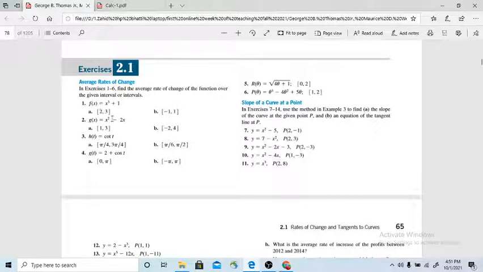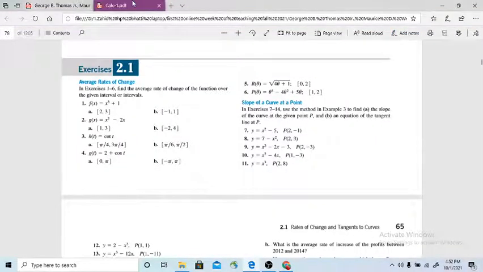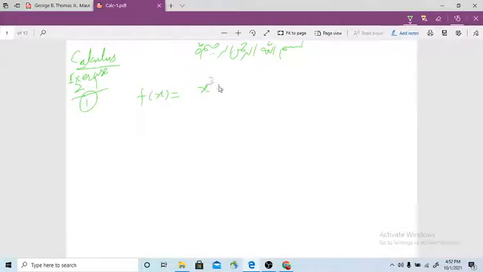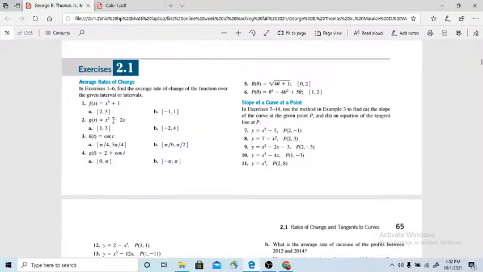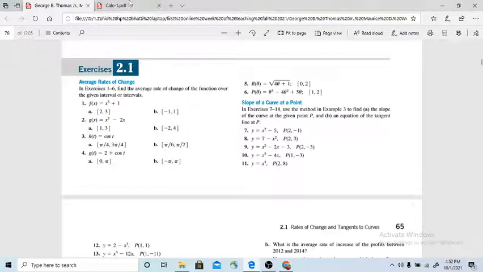So what we have to do is find the rate of change of a function, like if this is the function f of x. Exercise 2.1, question number 1. f of x is given, and that is x cube plus 1. The interval given in part A is 2, 3.